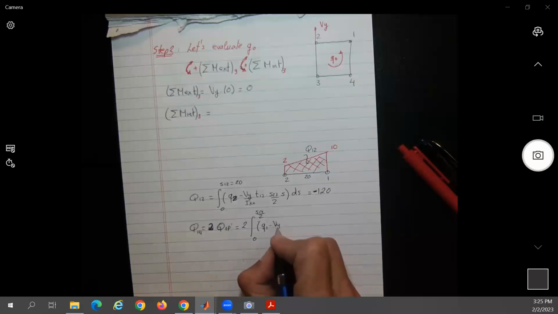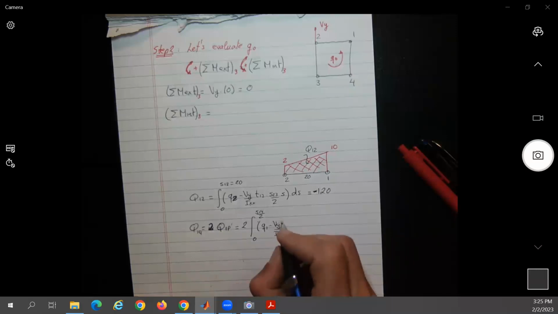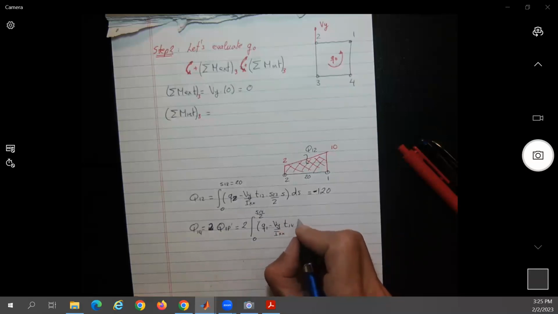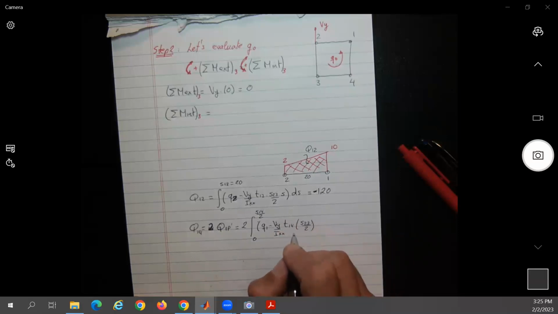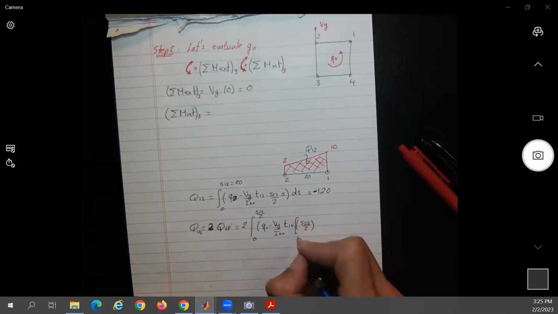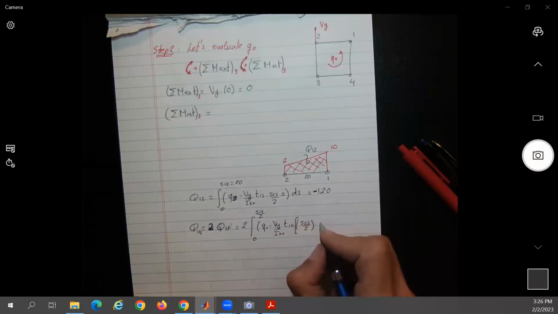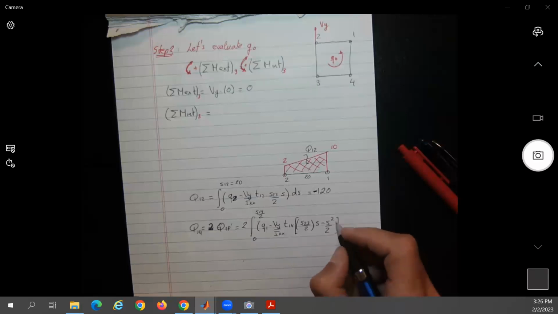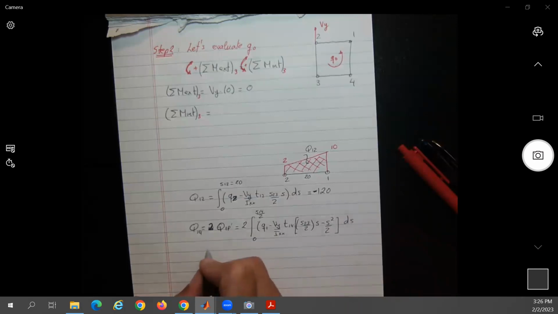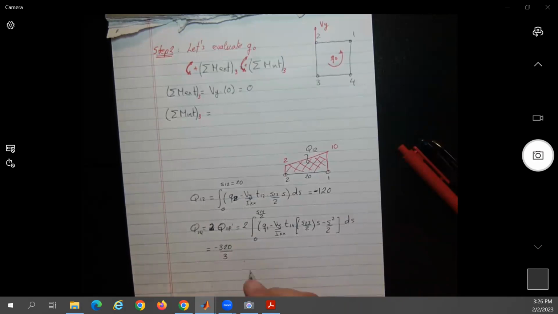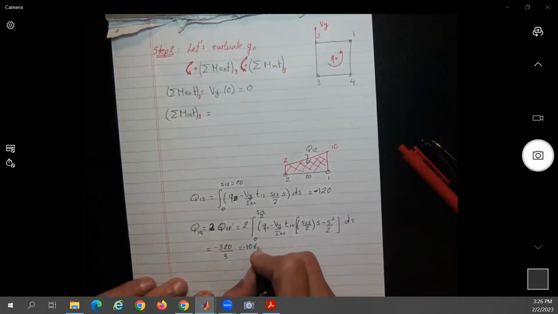Q1 minus Vy over Ixx T14 times S23 divided by 2, which is a constant. I should have put brackets here, sorry for that. S23 divided by 2 times S minus S squared over 2 ds. And if you do this, this gives you a value of minus 320 divided by 3. Can somebody do that calculation? I think it's 106.67. But if you can do it, so negative 106.667, okay?